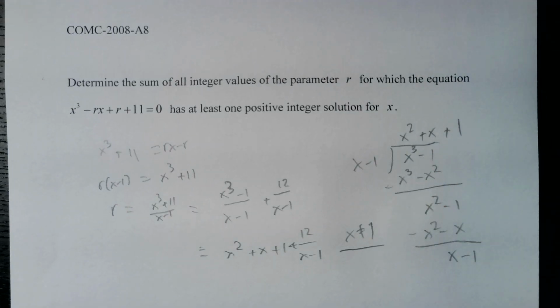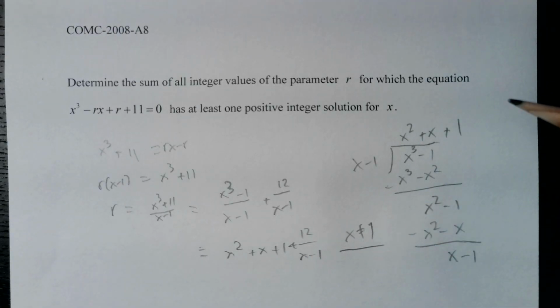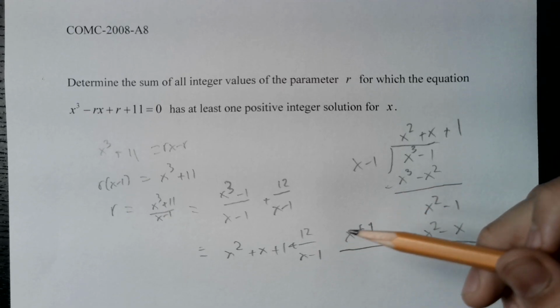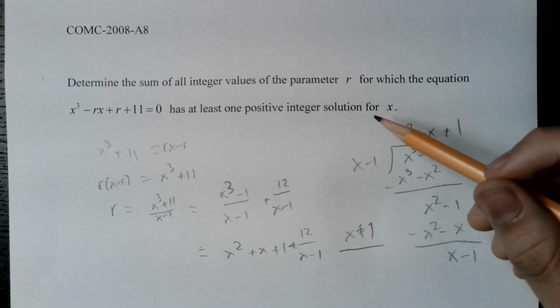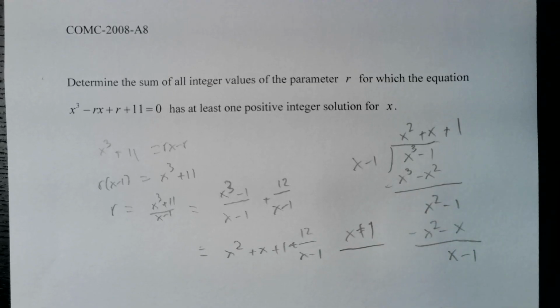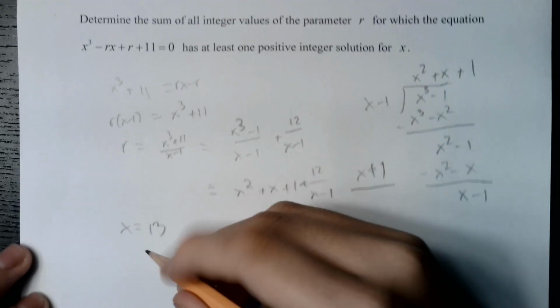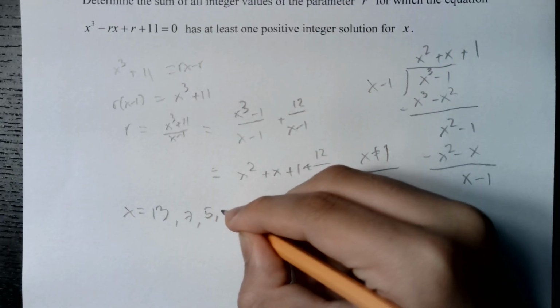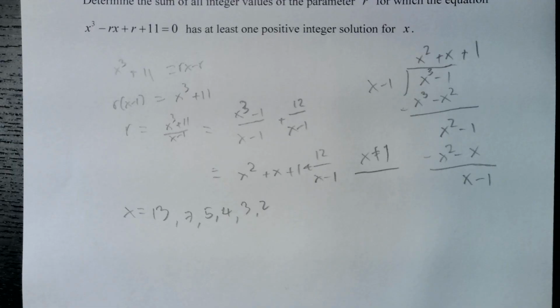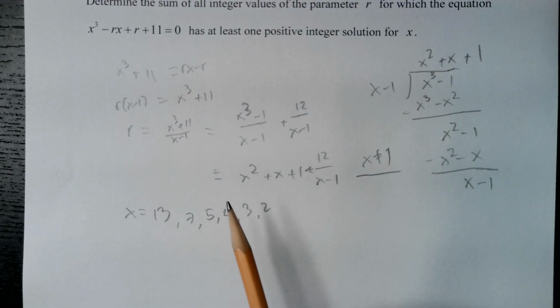Going back to our equation, r has to be an integer, and so we need 12 divided by x - 1 to also be an integer. This is because x^2 + x + 1 is already an integer, as x is an integer as well. So we just need x - 1 to be a divisor of 12. What values of x make that happen? x has to be equal to 13, 7, 5, 4, 3, and 2. These are the numbers so that x - 1 will be a divisor of 12.